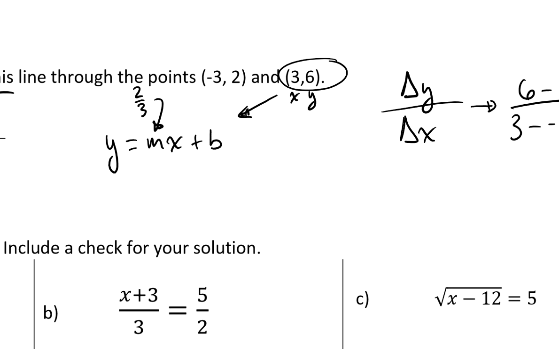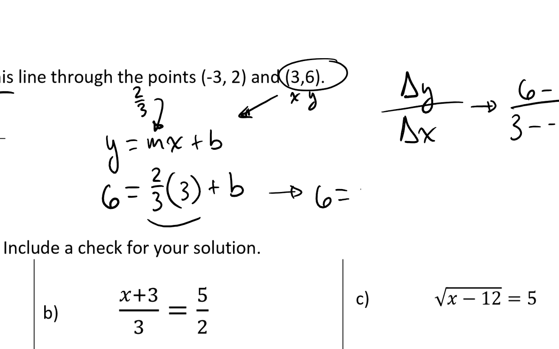That point has a y value of 6, so I'm going to replace y with 6. Then I've got 2/3 times my x value of 3, and then I'm adding b. If I simplify the right-hand side, 2/3 times 3 is just the number 2. If that causes any confusion, do some multiplication and just verify that that's the truth. So this equation becomes 6 equals 2 plus b. If I take away 2 from both sides, I can see that my y-intercept b must be 4.